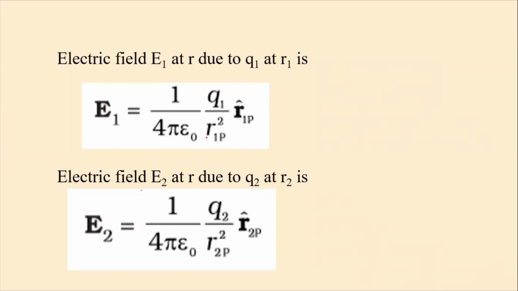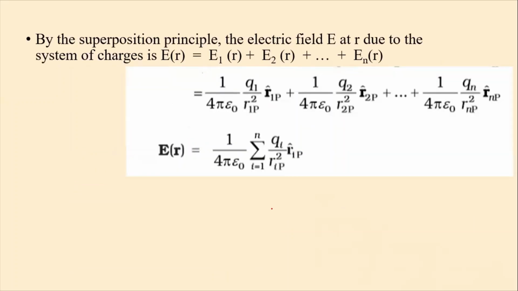Similarly, for the second charge, you have to write E2 is equal to 1 by 4 pi epsilon naught Q2 by R2P square R2P cap. Okay, so now for n number of charges, what we will do? We will add it till RnP cap: E1, E2, plus etc. up to En. Okay, this is the superposition principle. You are vectorially adding everything.